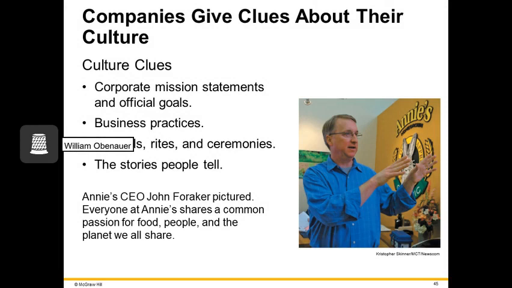So, how do we know what a corporate culture looks like? Our corporate mission statements and our goals can help give us a little bit of a clue there. I actually quoted one of Zappos's public values on the previous slide. We can look at our business practices. So, when Zappos says they're going to deliver wow to customers, what does that mean?